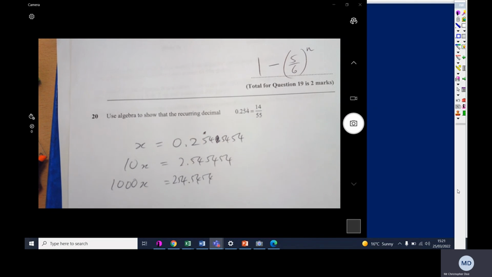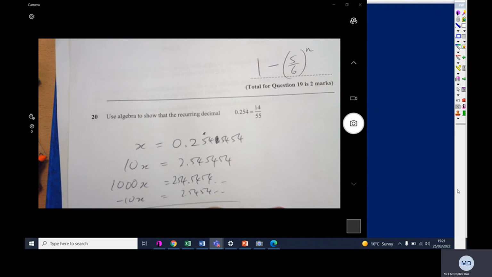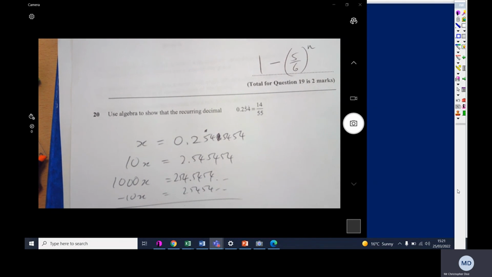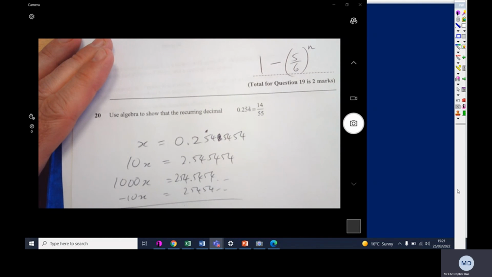So it's going to be a mark for that. Let me just check the mark scheme. Okay, so I'm going to do a subtraction. I'm going to do 1000x minus 10x, and 254.5454 minus 2.5454. So I'm going to get 990x equals 252. That's sort of roughly where you've got to get your first mark. So x is 252 over 990.